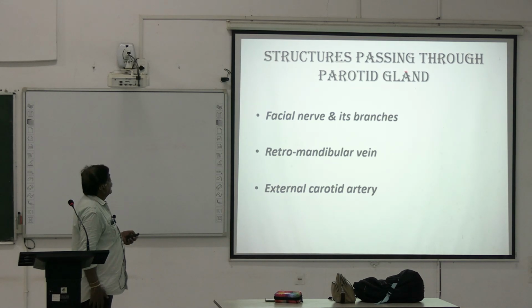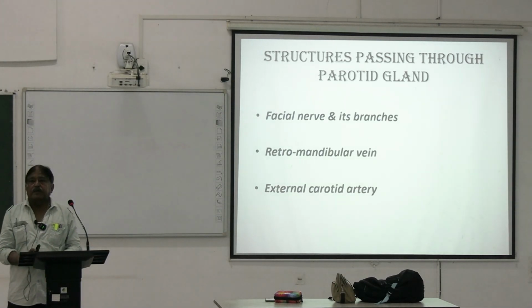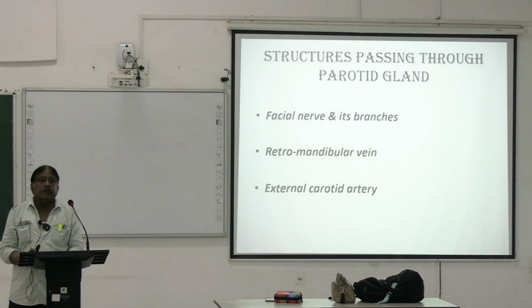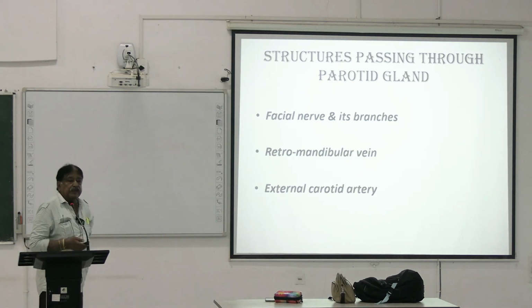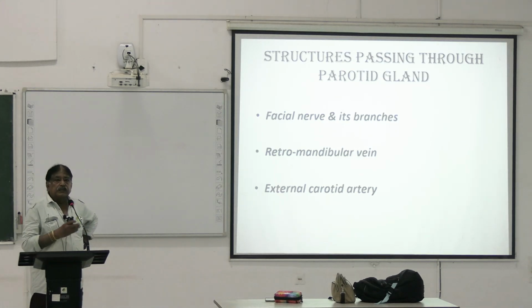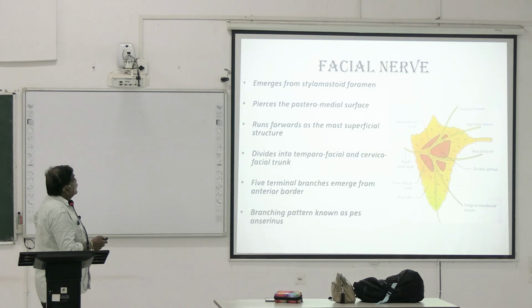Now, structures passing through the parotid gland: facial nerve and its branches, retromandibular vein, and external carotid artery. When the parotid gland specimen is given to you, you have to describe it, and especially you start with that it's a pyramidal shape, with an apex and base, and medial border and posterior border. Next.